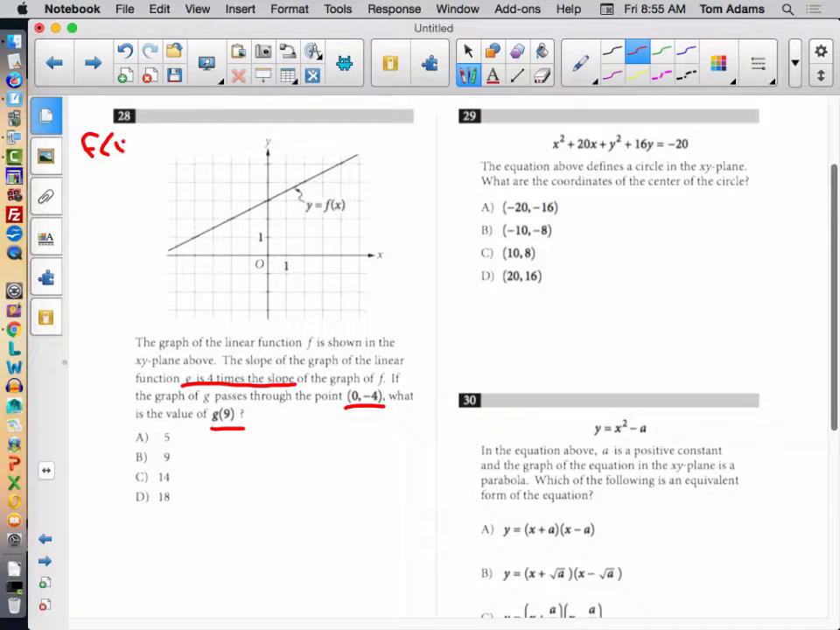So f of x is a linear function, which means f of x is equal to mx plus b. Well, remember that b is the y-intercept. So right off the bat, I know that b is equal to 3.